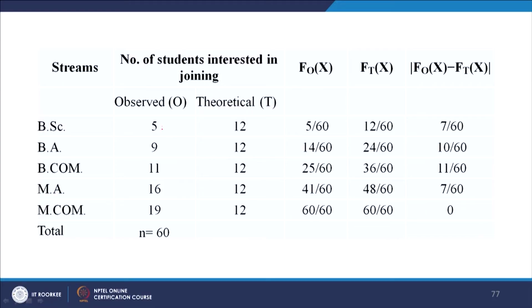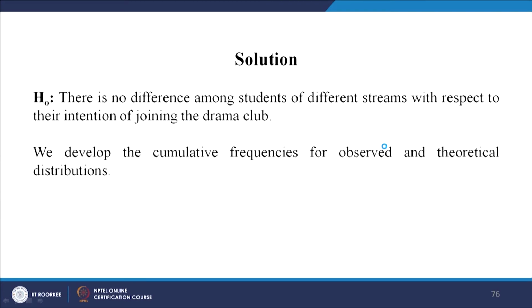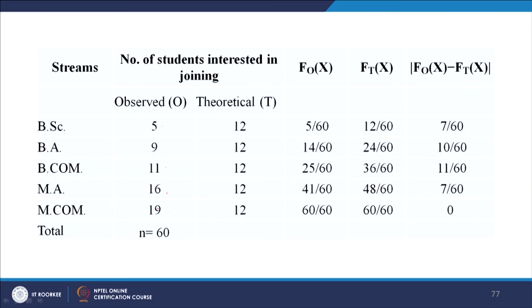The number of students interested in joining, observed, is 5, 9, 11, 16, 19. Go back. So, 5, 9, 11, same thing, right. What is the theoretical? Since there are 60 people and 5 groups, we divide 60 by 5, which is 12 for each. So, what is my observed cumulative frequency? 5 by 60, then 5 plus 9, 14 by 60, then 14 plus 11, 25 by 60, then 41 by 60, 60 by 60. What is my theoretical distribution? 12 by 60, 24, 36, 48, 60.